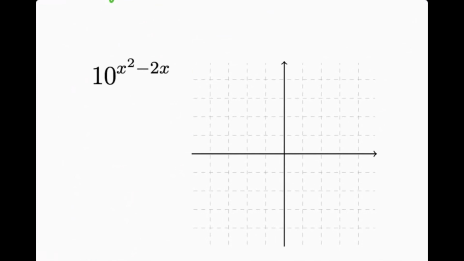I'm going to call this k. Thinking about this function, I've got a polynomial up here. Polynomials are nice. And then I'm taking 10 to the power of it, and that's pretty nice too. Let's take a look at a picture of this function. I'm going to go into y equals, clear this out, 10 to the x squared minus 2x, graph.